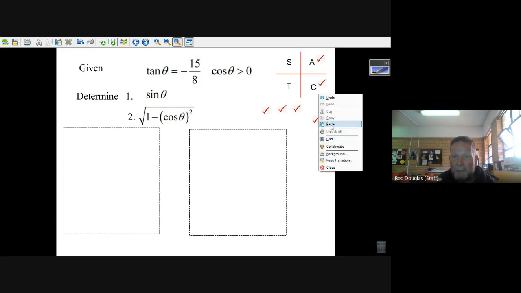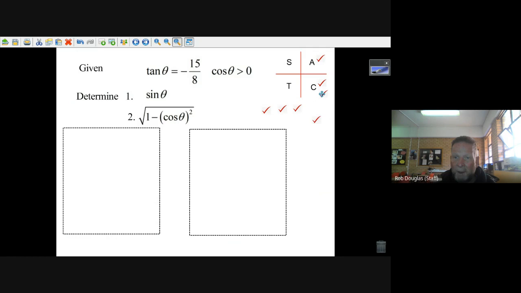And the two places where tangent is negative is right there. Tangent's positive in these two places and right up here. So the only place where both of those things happen is in this quadrant. That's how I know to draw my triangle with the horizontal here in the fourth quadrant.